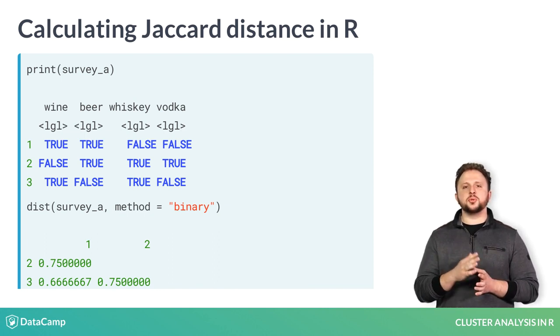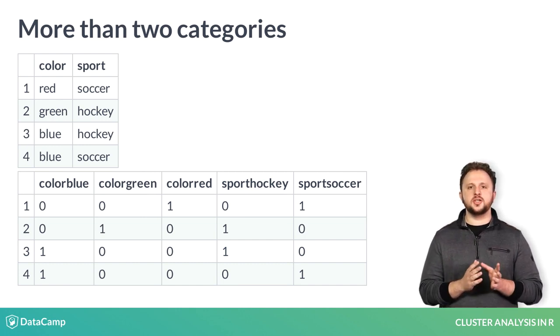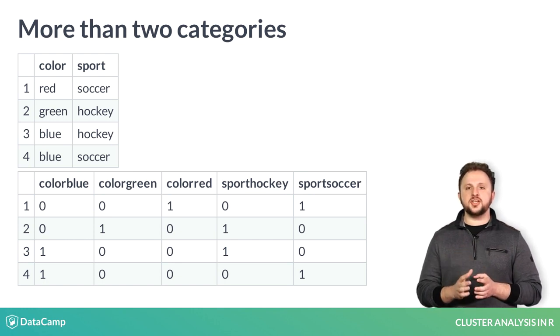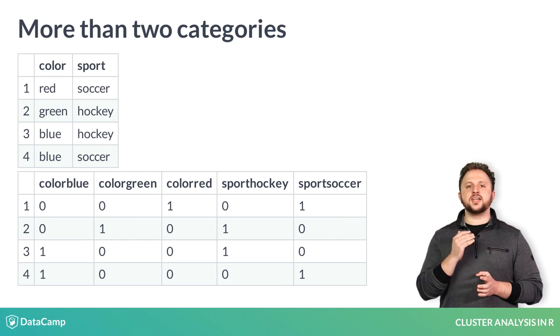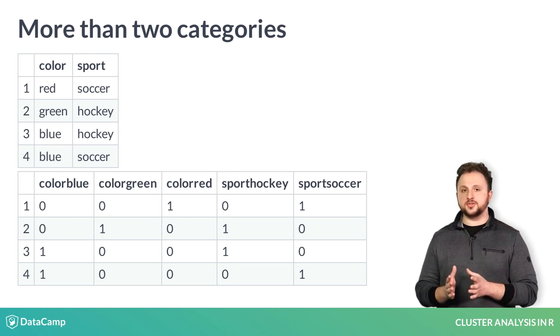Now, let's expand this idea to a broader case of categorical data, where we have features represented by more than 2 categories. For Survey B, we have gathered the favorite color and sport for our participants. For color, their choices were red, blue, or green. For sport, the decision was between soccer and hockey. To calculate the distance between these observations, we need to represent the presence or absence of each category in a process known as dummification. Essentially, we consider each feature value pair and encode its presence or absence as a 1 or a 0, which is equivalent to a true or false.